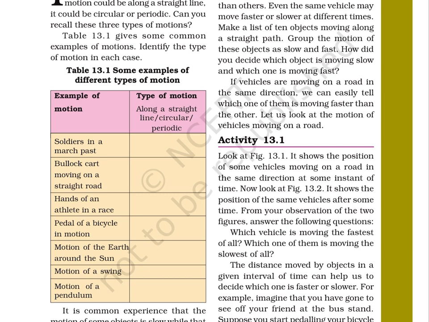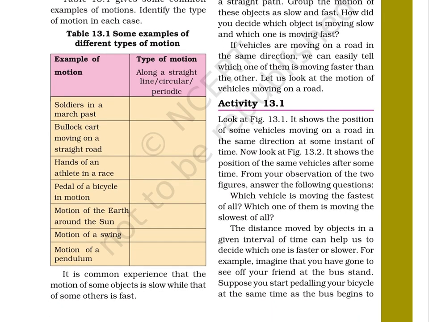Table 13.1, some examples of different types of motion. There's a table given here. In this table, there are 2 columns and 7 rows. In the first column, we have example of motion. In the second column, you have to fill in the type of motion. It can be along a straight line or circular or periodic.